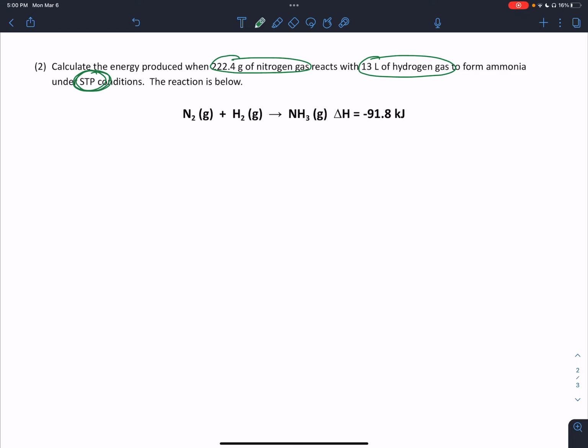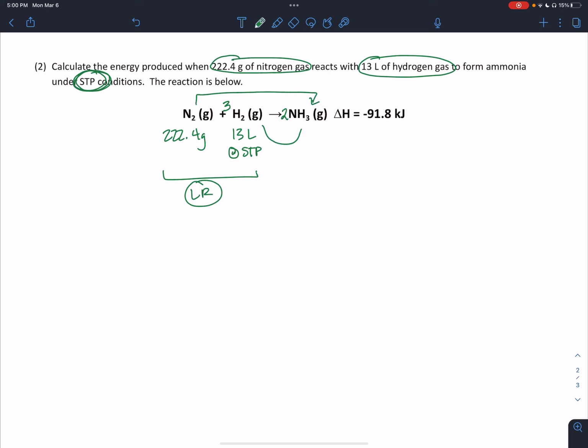It is not balanced, so I'm going to need 2 ammonia for that N2. That's going to give me 6 hydrogens, so I'll need 3 H2. And if I look at the problem, I've got 222.4 grams of nitrogen and 13 liters at STP of hydrogen. Oh, well, I have an amount for more than one of my reactants, and when that happens, that is a limiting reactant problem. So I'm going to need to calculate which one of these limits.